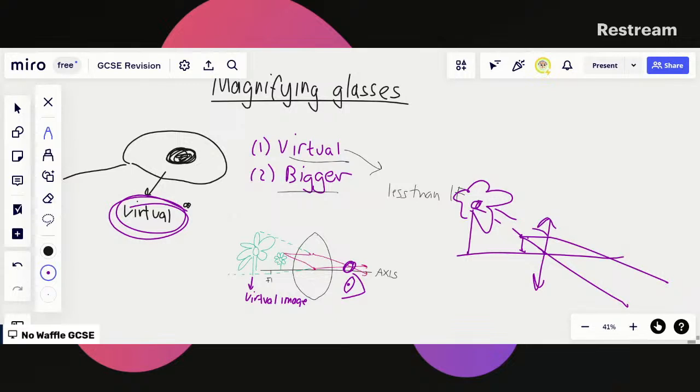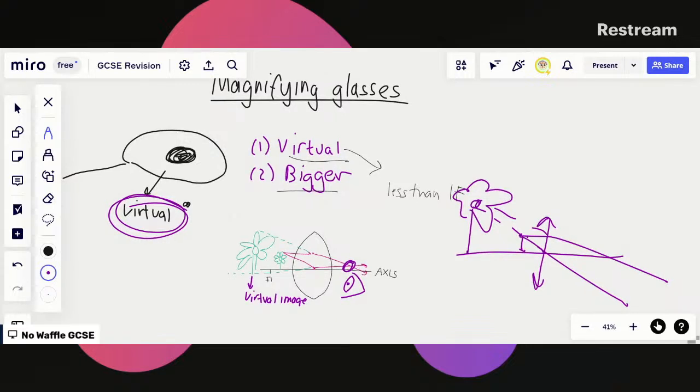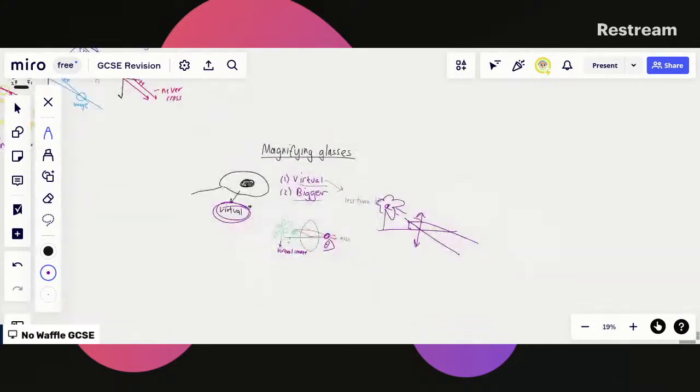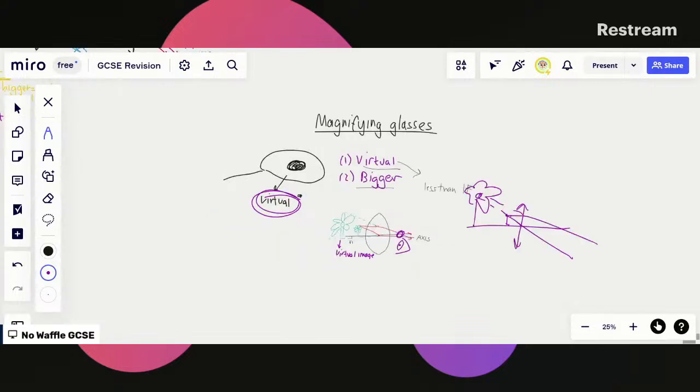Okay, so that's all about lenses done. So we're almost done with this topic. We just have to go through visible light, infrared, black body radiation, sound waves, ultrasound, and how we explore Earth.